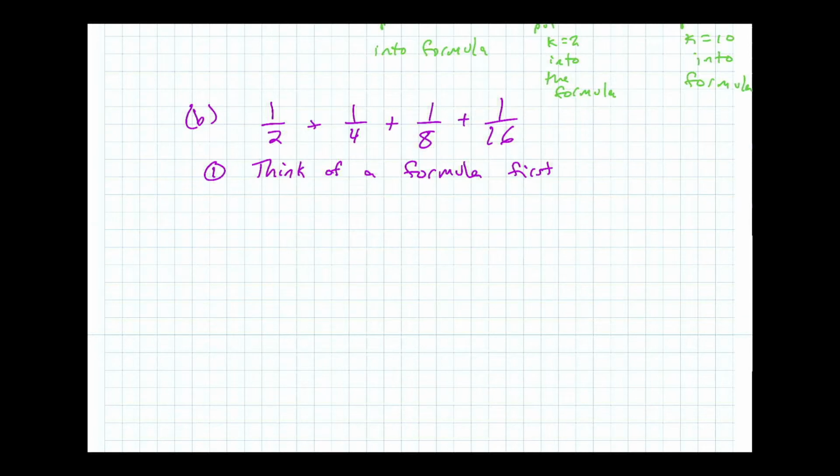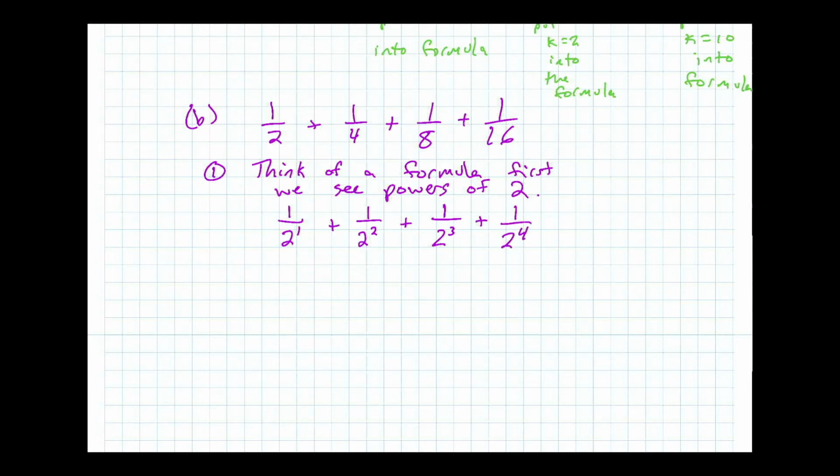And what you should realize is that 2, 4, 8, 16, those are all powers of 2, right? That's 2 to the 1, 2 to the 2, 2 to the 3, 2 to the 4. So we see powers of 2. And so the formula is going to be 1 over 2 to the 1, plus 1/4, which is 1 over 2 to the 2, plus 1/8, which is 1 over 2 to the 3, plus 1/16, which is 1 over 2 to the 4, right?